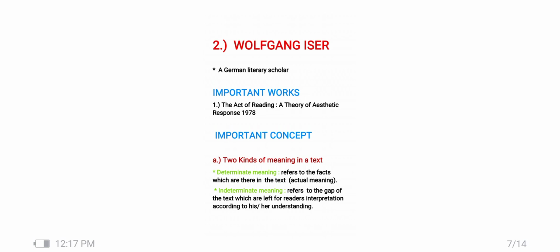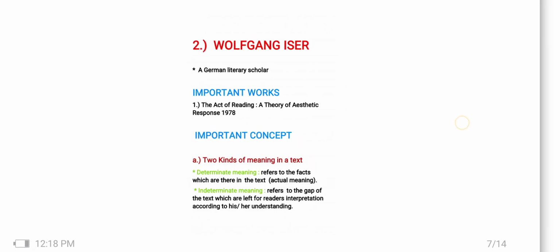Number one, determinate meaning. By determinate meaning, he means the facts which are there in the text, meaning the surface meaning, the actual meaning of the text. Next, he talks about indeterminate meaning, which refers to the gaps in the text, which are left for the reader's interpretation according to his or her understanding. Like you have seen in feminist writings, there are gaps left for the readers to understand what the writer wants to say about the experience. That's the indeterminate meaning, but there should always be a determinate meaning; there is a surface meaning and there is a hidden meaning.